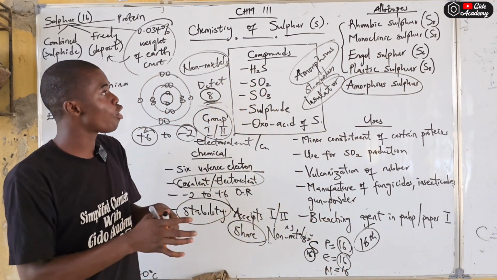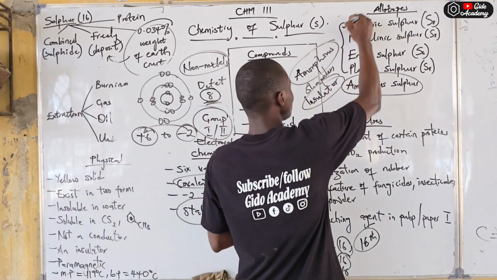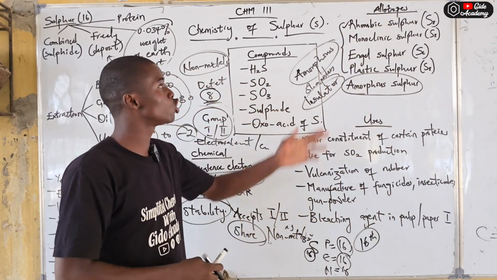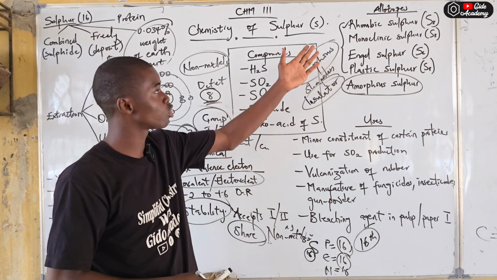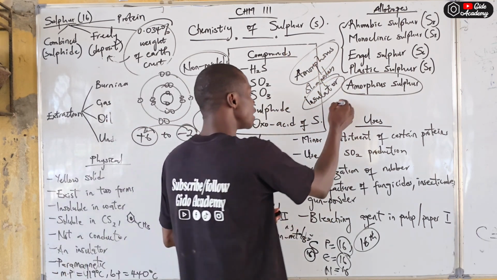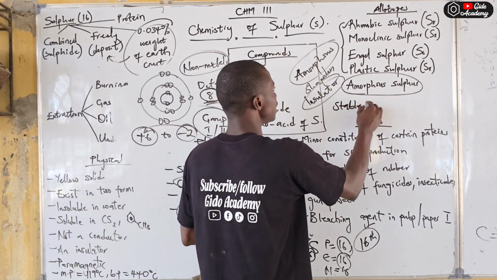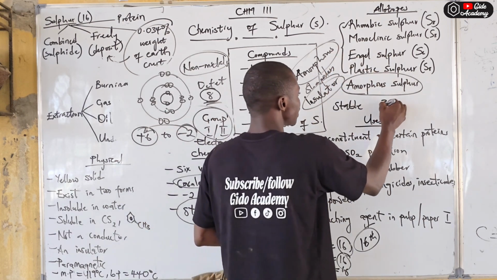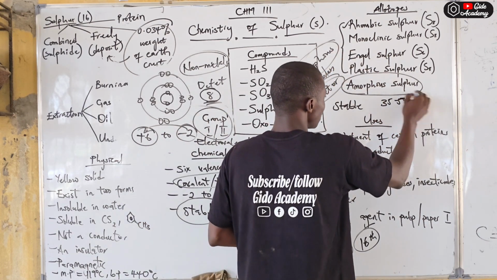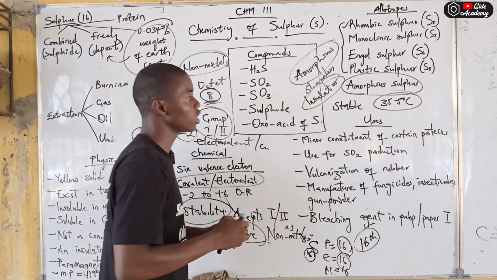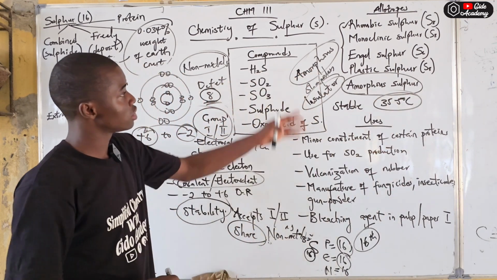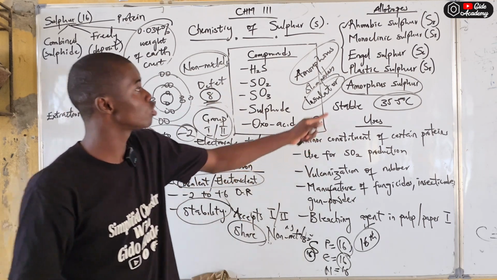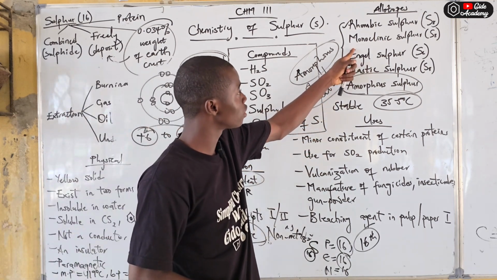Ordinarily, the sulfur we see, the sulfur you know, is rhombic. So the one you are going to see is rhombic sulfur, because that is a very stable sulfur. It's more stable than the monoclinic sulfur. And this monoclinic sulfur is stable at 35.5 degrees Celsius. So please take note of that. And if you heat rhombic sulfur, it's going to produce monoclinic sulfur.